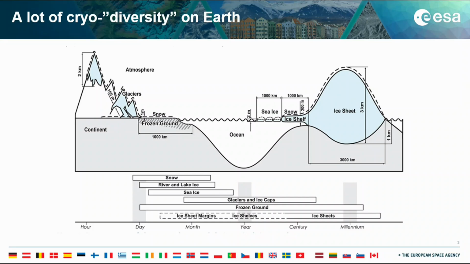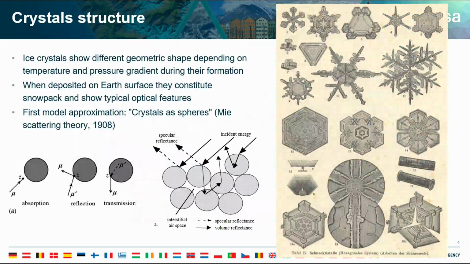So I will briefly touch not all of these snow and ice types, but many of them, in order to show you how they change as a function of latitude, altitude, and location. What are the differences between polar snow and ice and alpine snow and ice, and so on and so forth. Let's start with the basics.